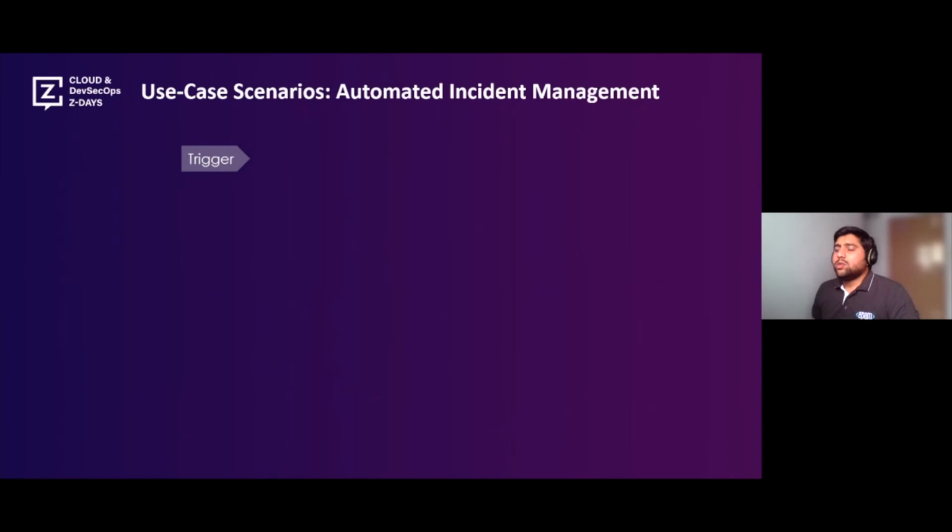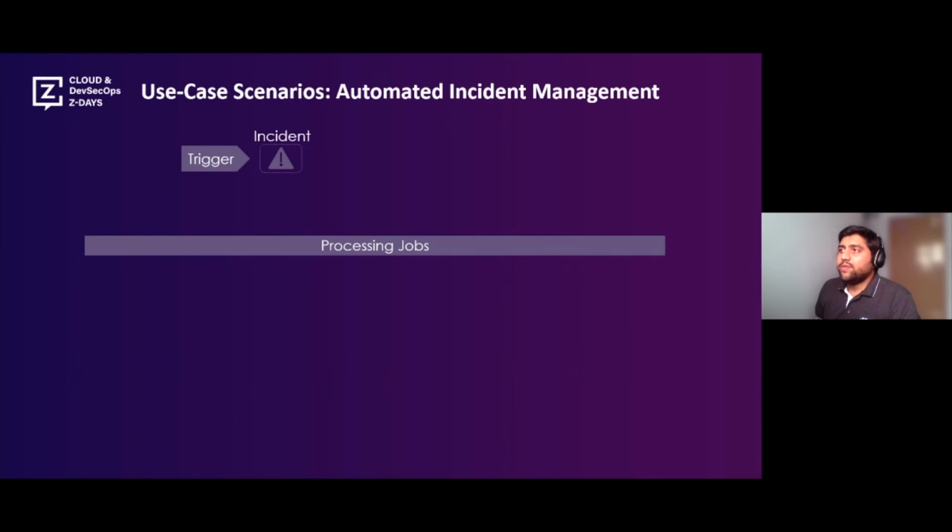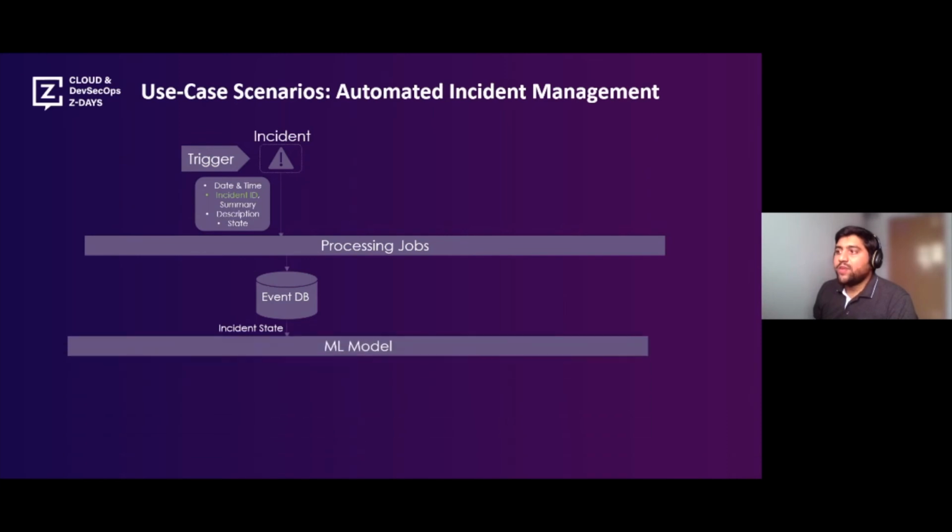incident management. The trigger for automated incident management is obviously the incident, and when an incident occurs, the processing jobs in the background will get triggered, and the date and time and the incident details like the summary, description, and the state of the incident will be passed to the processing jobs, which will send this data to the event database. From the event database, the ML model will be fetching the incident specific data. The main parameter will be the incident state. If the incident state is created, updated, or resolved, it will check for these 3 states.